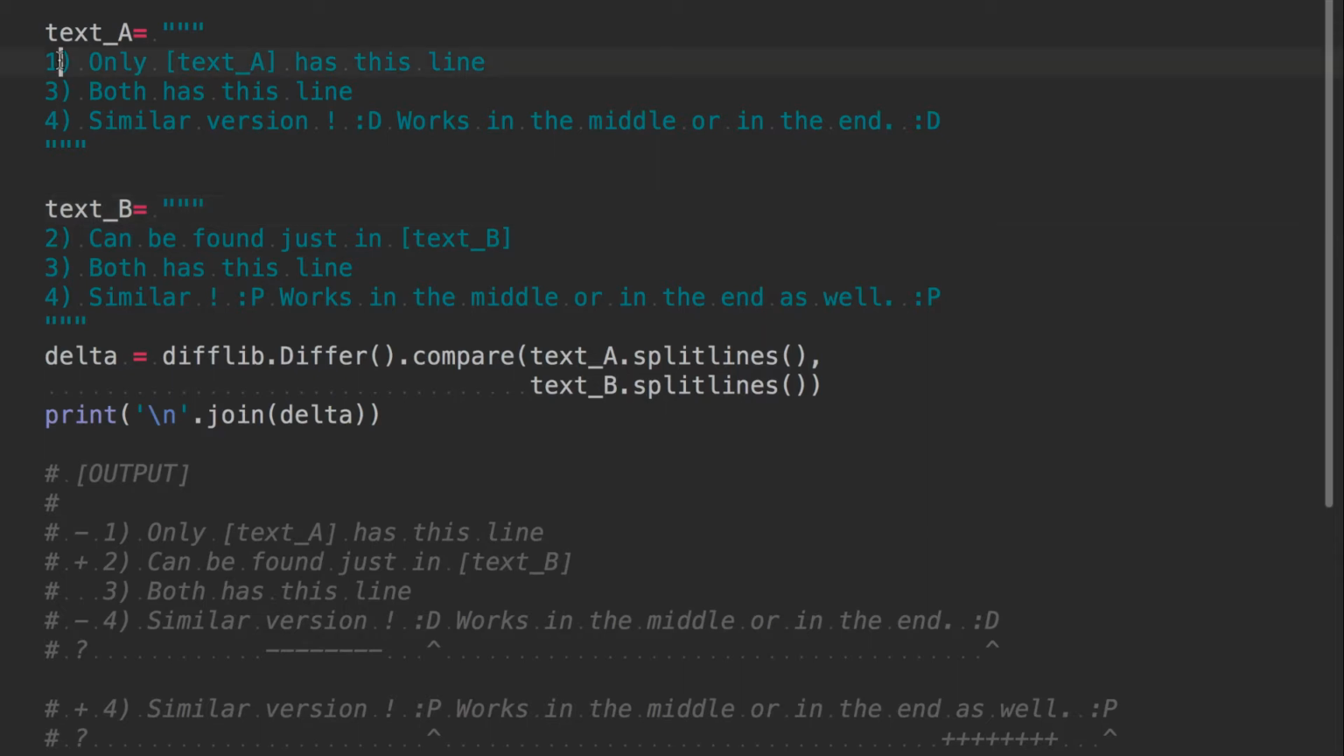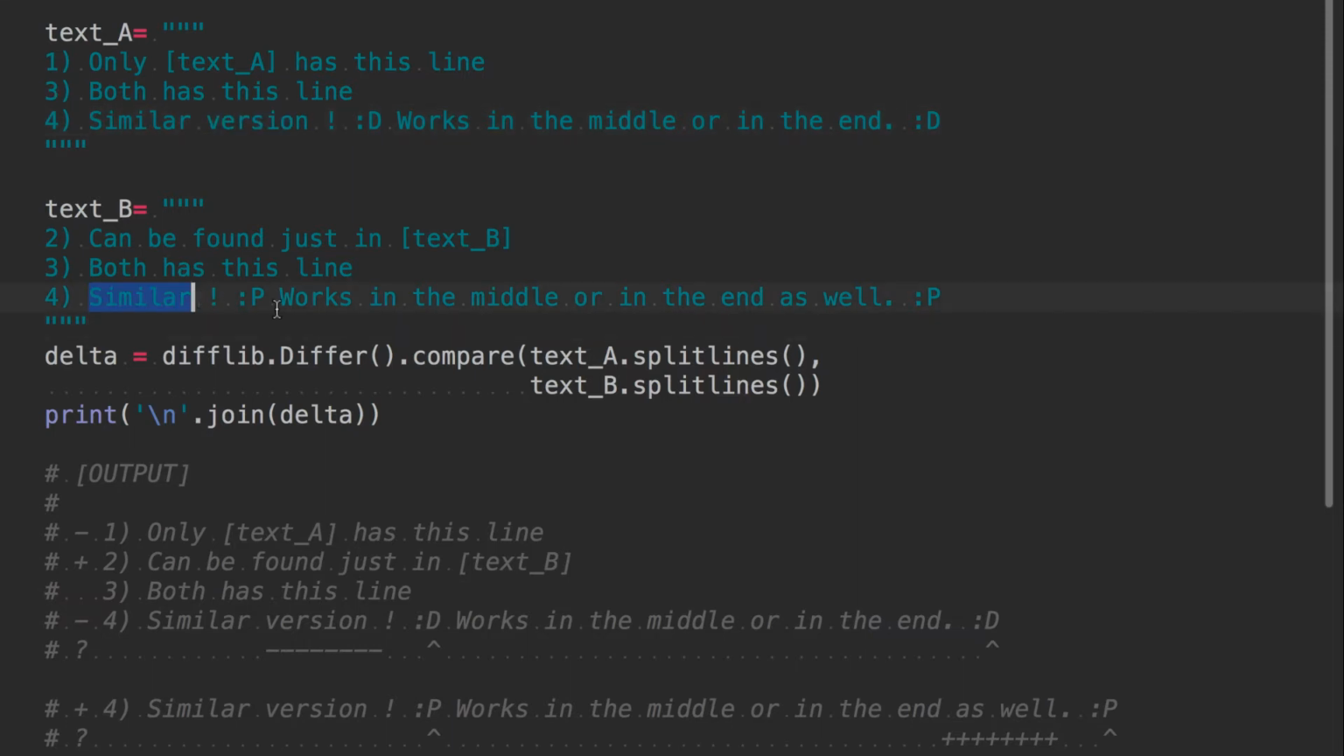I marked the lines with numbers. The first line only shows up in text A, while the second only shows up in text B. They are the first lines of the texts. Line 3 is a common line, both have this line. And line 4 is very similar in the texts. They have a huge overlap, but they differ a bit because of the smileys.